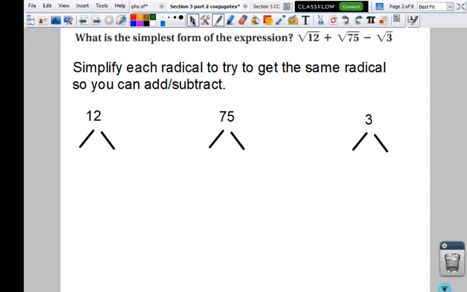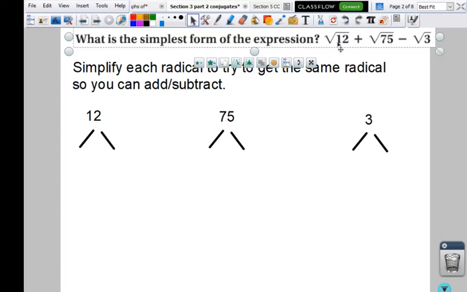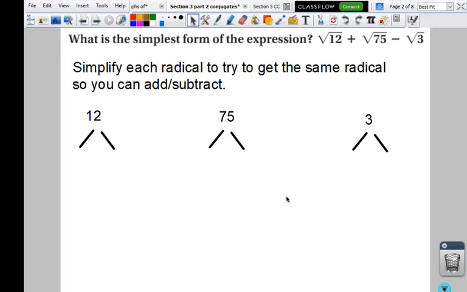We are going to simplify the expression square root of 12 plus square root of 75 minus square root of 3. So can we add these together right now? No. We have to go through and simplify it, right? So we're going to simplify as much as we can, and then we're going to add. So let's start with square root of 12.